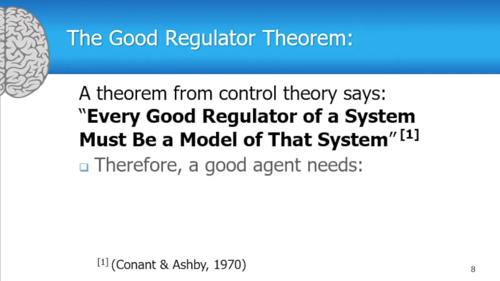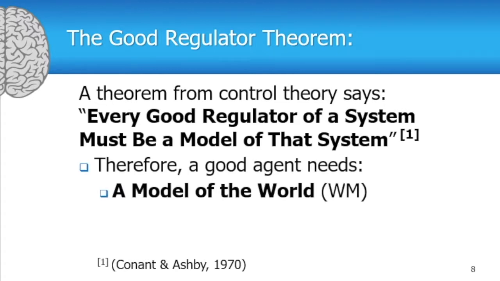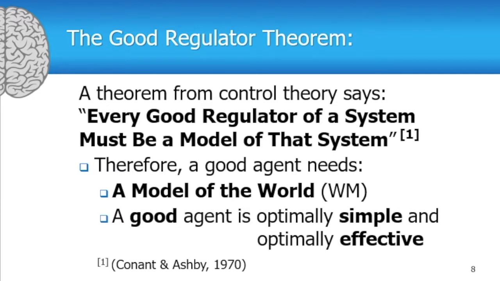Therefore, this system says that a good agent needs a model of the world. In this theorem, a good agent is an optimally simple and optimally effective agent. Evolution is said to be survival of the fittest, which could be restated as survival of the most effective. Therefore, evolution is trying to optimize effectiveness, and it seems that humans are the most effective large animal on the planet.